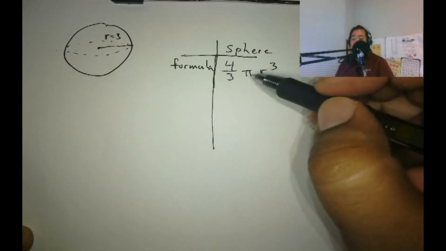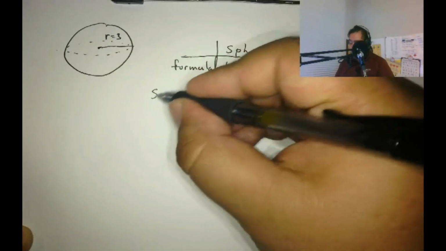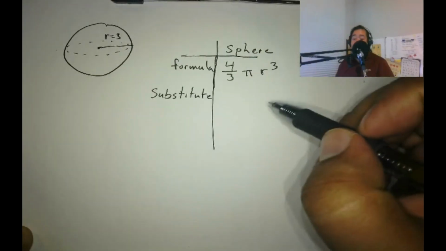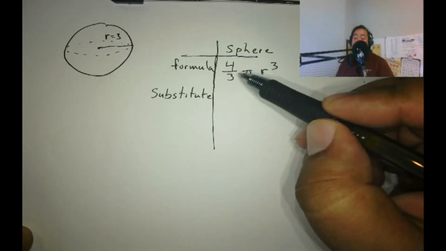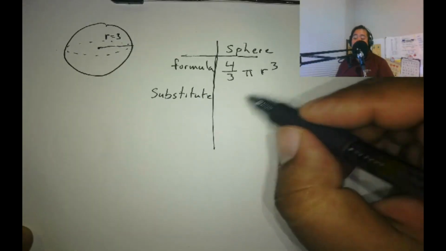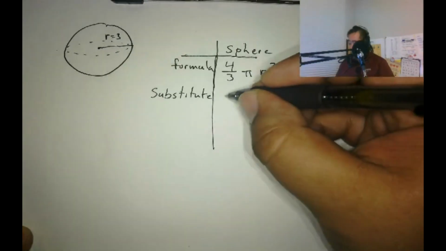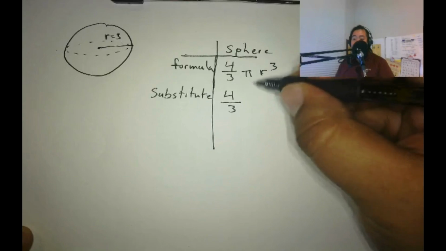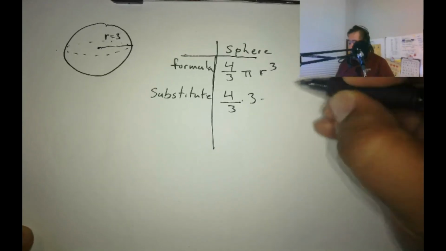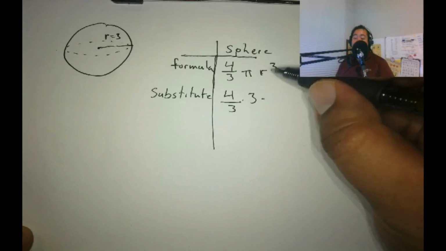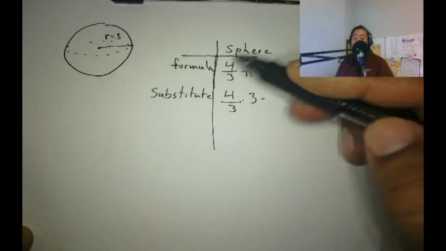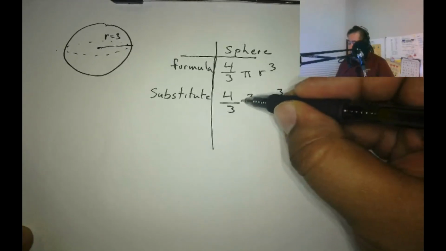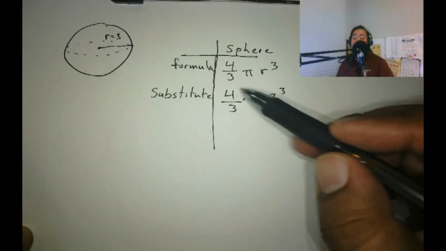So after I have my formula written down, my next step is to substitute. Now I want to substitute so I don't make any mistakes. That's why I write the formula first, and then I substitute the numbers so I don't make any mistakes. So 4/3, and then for pi we're going to use the number 3, and then I'm putting my radius to the power of 3. In this problem my radius was 3, so we're going to have 3 to the power of 3.